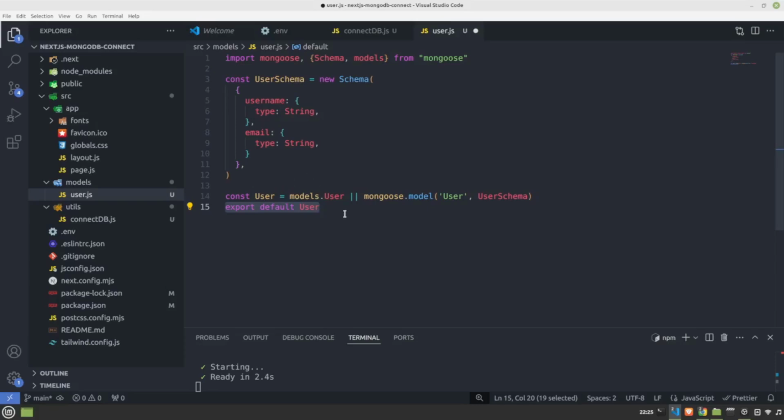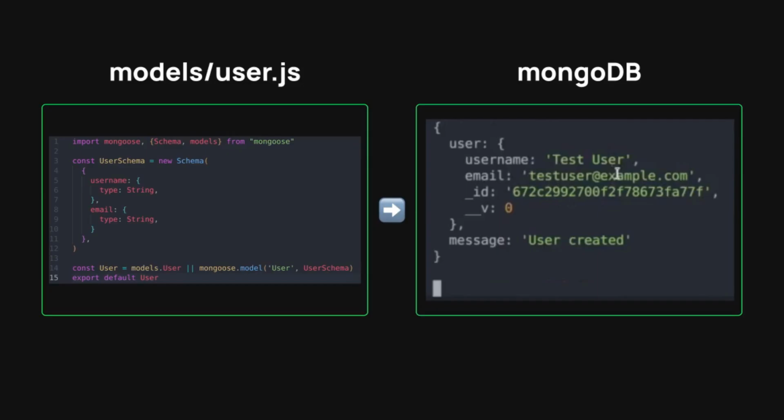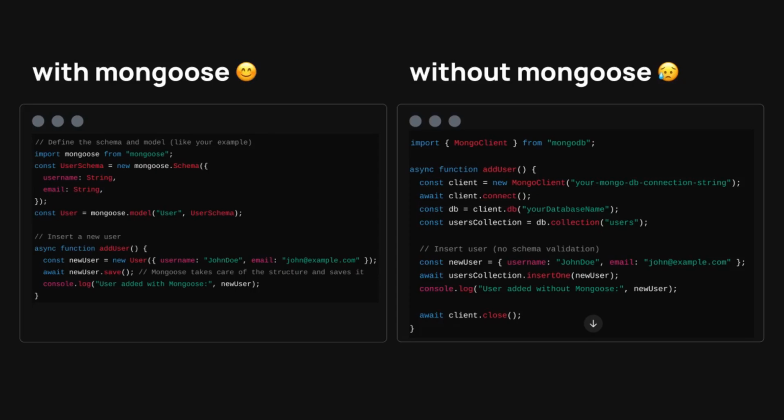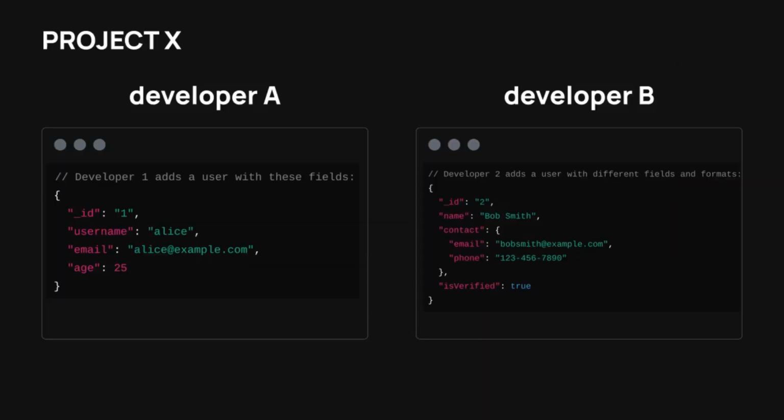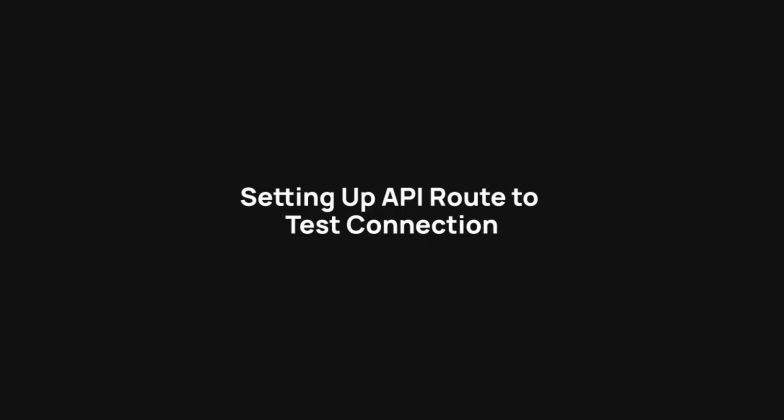So this is going to be our Mongoose model, and models are like a blueprint for your MongoDB documents. It defines the structure of your data and gives you methods to interact with the database. Without Mongoose, your collection could accept any structure for each document. Let's save this. We are almost done.